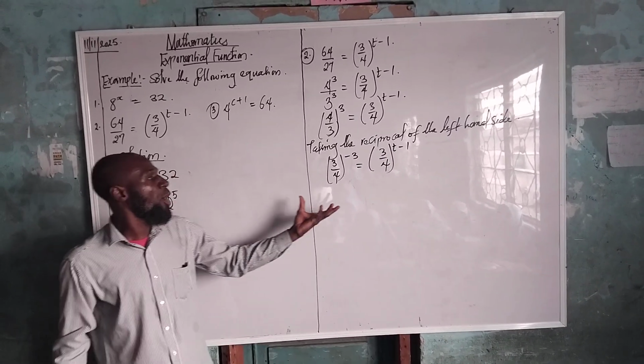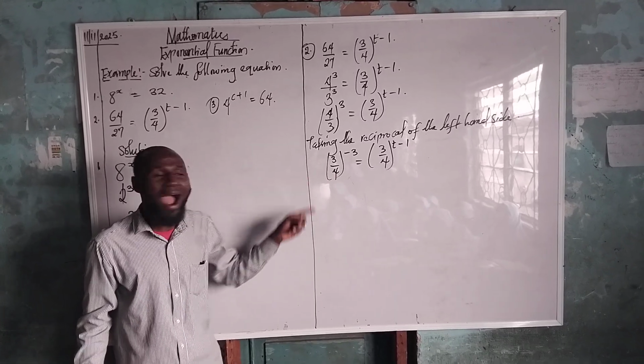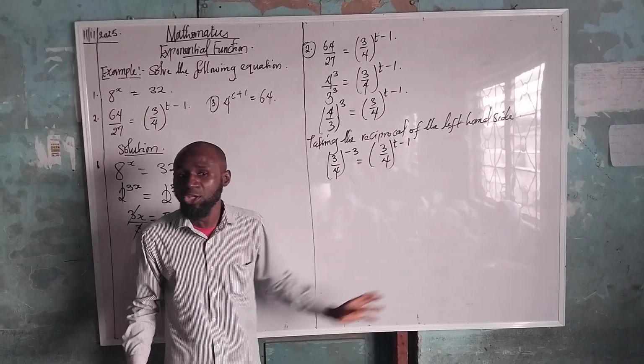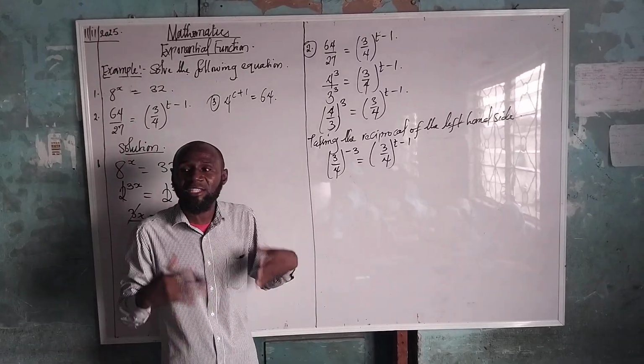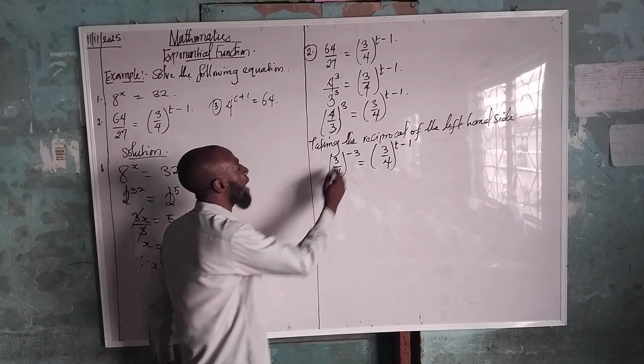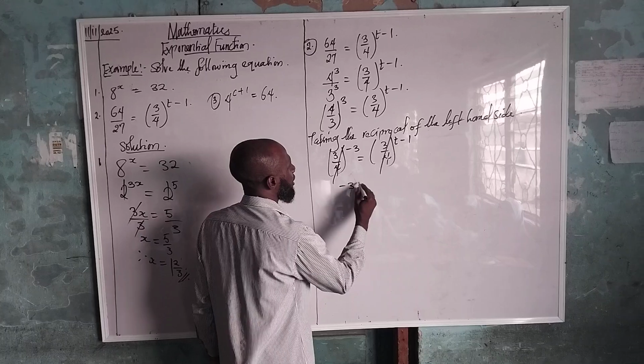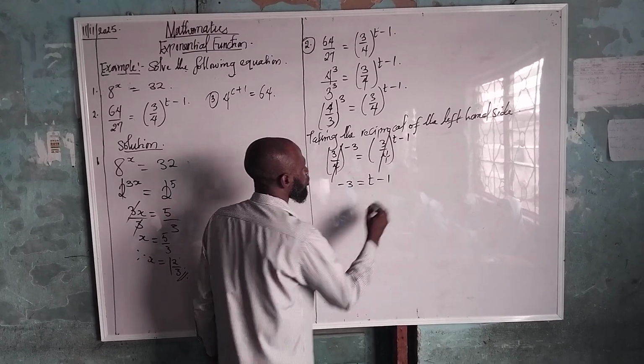Now we are moving. What did you notice again now? You will notice that at the left hand side, we are having 3 over 4. At the right hand side, we are having what? 3 over 4. So which means that our exponential function is getting ready for us to get our answer. So I can take this up, I can take this up now. What am I going to have left? Minus 3 equals T minus 1.